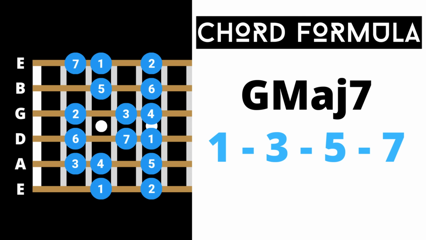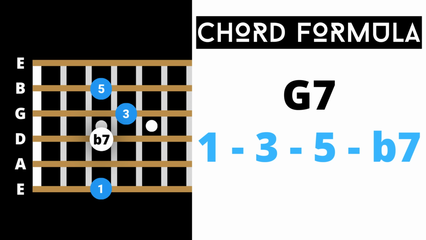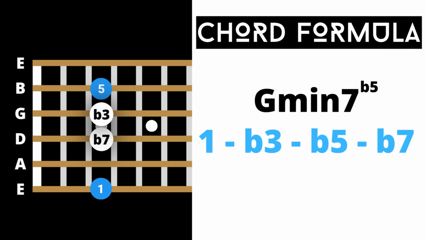Let's start with our G major 7 chord again. So 1, 3, 5, and 7. And now let's lower the 7th by 1 fret or semitone, giving us a G dominant 7th, so 1, 3, 5, and flat 7, or simply G7. Now let's lower the 3rd by 1 fret also, now giving us a G minor 7 chord. At this stage we could play a minor 7 flat 5 chord, so 1, flat 3, flat 5, and flat 7, by lowering the 5th by 1 semitone. This is a very common chord and is also referred to as our previously mentioned half diminished chord.